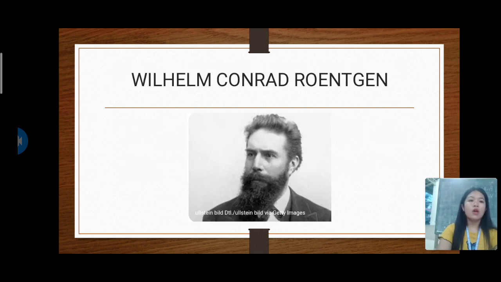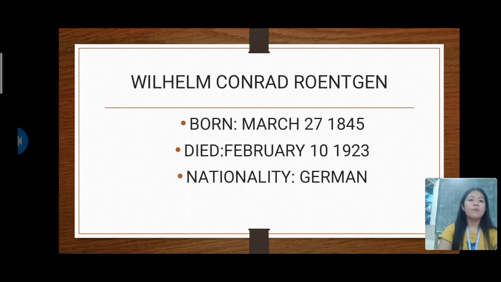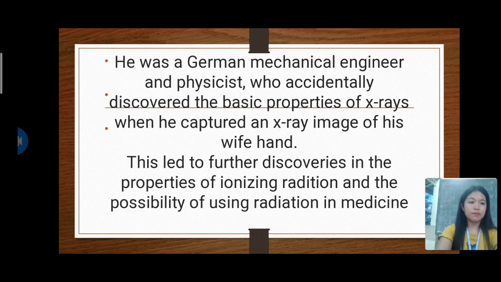Wilhelm Conrad Roentgen, born March 27, 1845, died February 10, 1923, nationality German. He was a German mechanical engineer and physicist who accidentally discovered the basic properties of X-ray when he captured an X-ray image of his wife's hand. This led to further discoveries in the properties of ionizing radiation and the possibilities of using radiation in medicine.